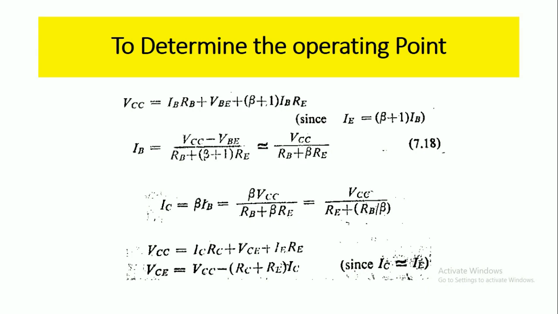So these are the equations to get the operating point of this bias circuit with emitter resistance. Here we have the collector current IC, and by applying Kirchhoff's voltage law to the output circuit of this bias circuit with emitter resistance, we get VCE equal to VCC minus (RC plus RE) into IC. Here we take this as IC because IC is approximately equal to IE. So these are the currents and voltages to determine the operating point of this bias circuit with emitter resistor.